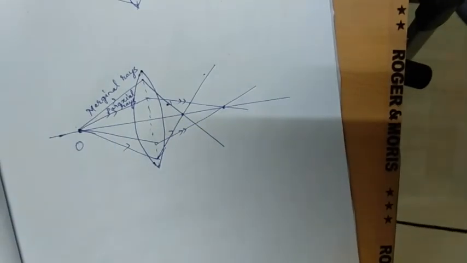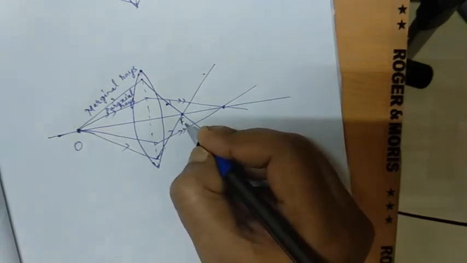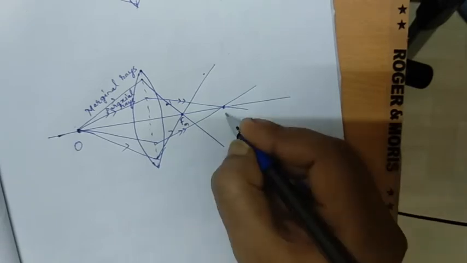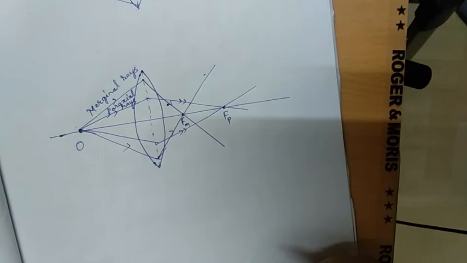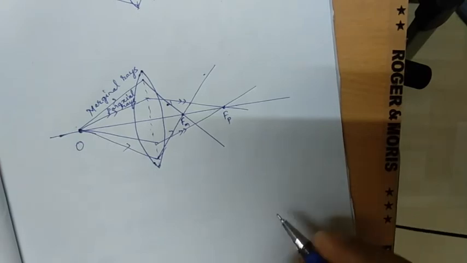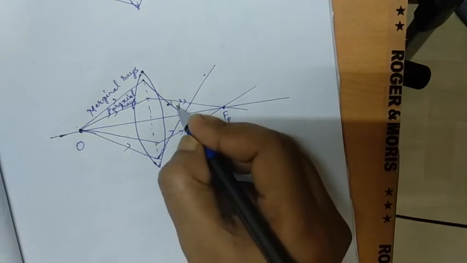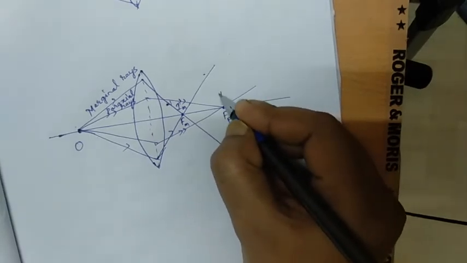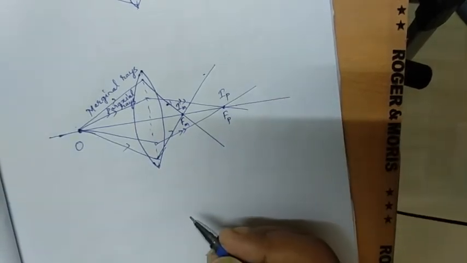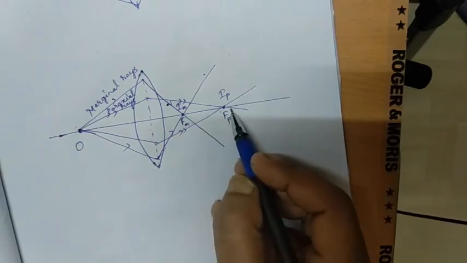So I got images at two focal points. Let's say this point is my focus point for marginal rays, FM, and this is for paraxial rays, FP. So the image formed here is IM, and the image formed here is IP. So you observe the aberration between these two focal points.